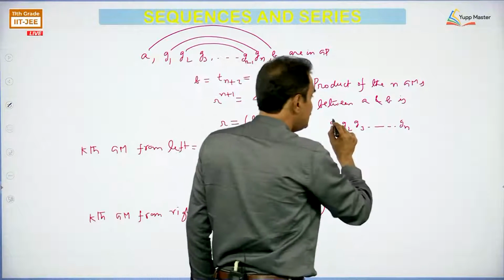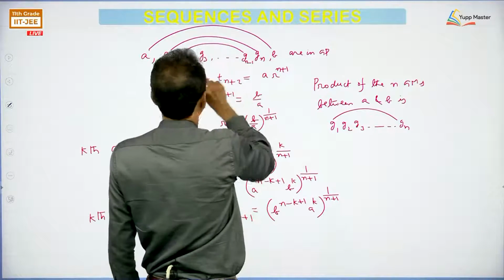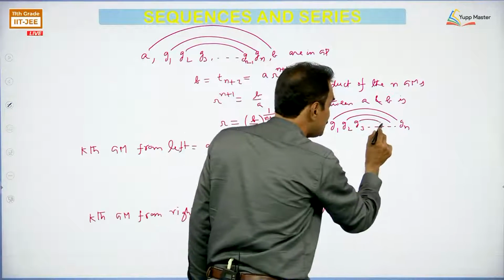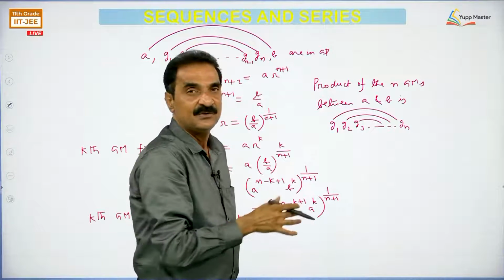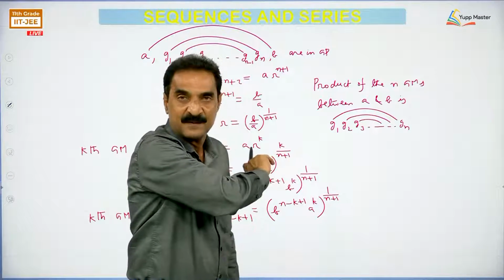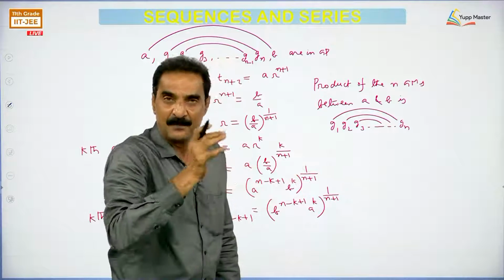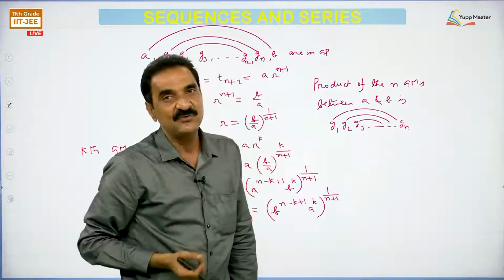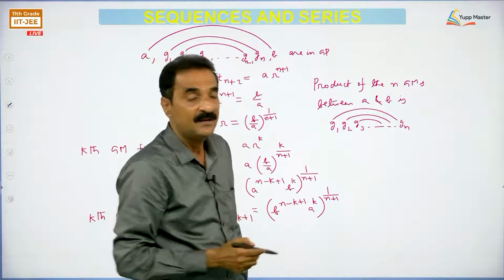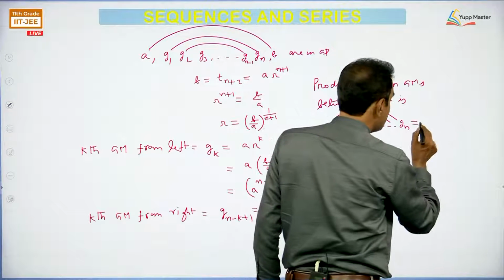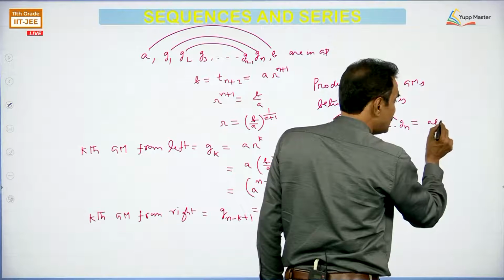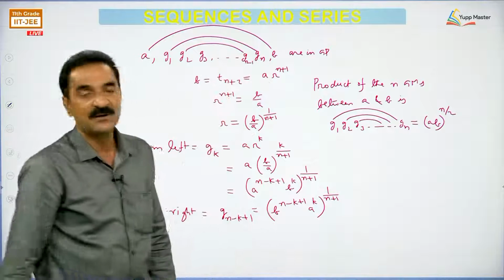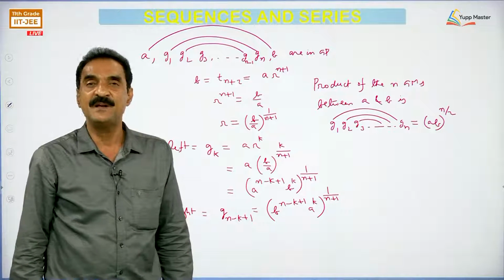So, G1 into Gn is AB, G2 into Gn minus 1 is AB, G3 into Gn minus 2 is AB. So, if you pair like this, terms equidistant from left and right are paired, then total number of factors is n. So, how many pairs will you get? N by 2 pairs. So, you will get this product as each pair has value AB. So, AB power n by 2 is the product of n geometric means between A and B.